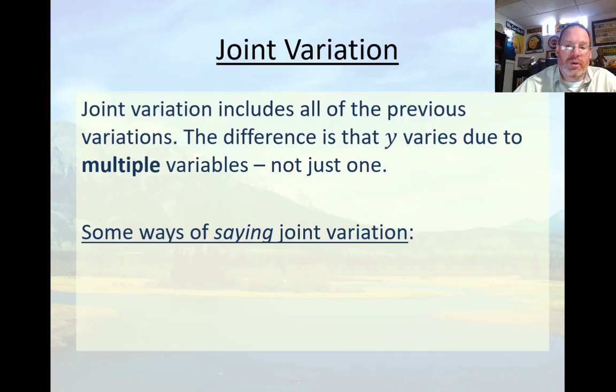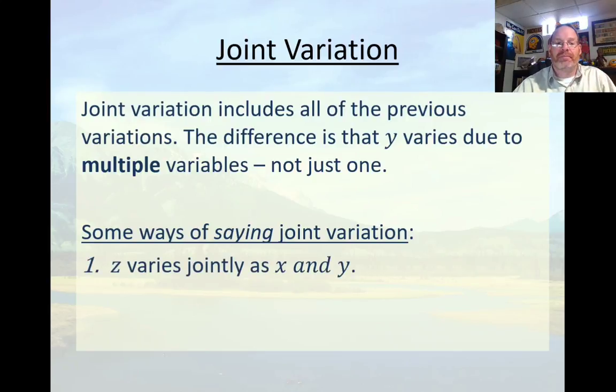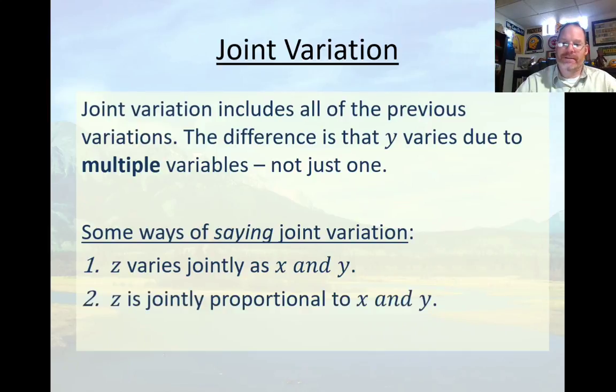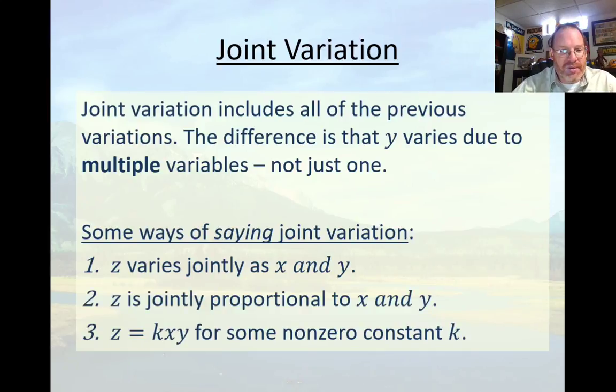Some ways of saying joint variation: z varies jointly as x and y. Z is jointly proportional to x and y. Z equals kxy for some non-zero constant k. Now that isn't the only form that you could have, because you could have inverse variation, and you might have a k times x over y and that type of thing.